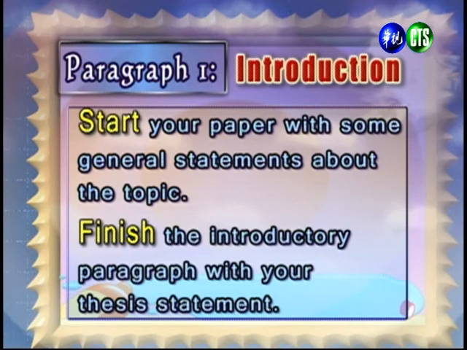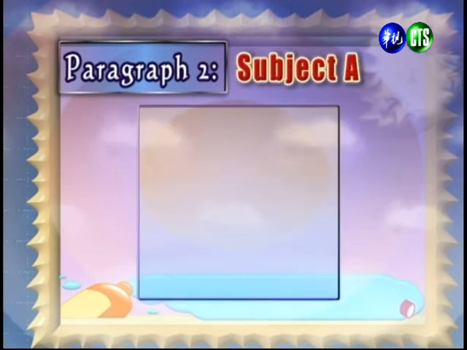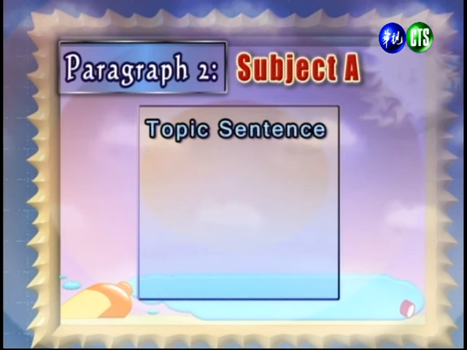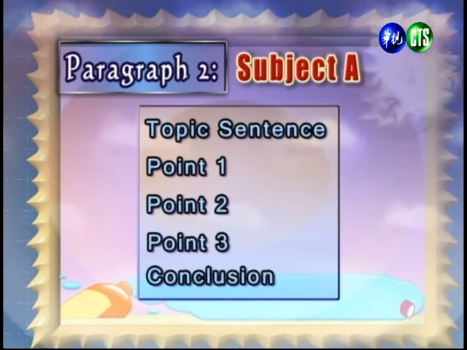All right, now let's look at your second paragraph. And for your second paragraph, write a topic sentence that tells the main idea of the paragraph. Then you should explain each point that you want to make about your subject. And finally, you can finish with a conclusion if you think that it will help make your paragraph more clear.